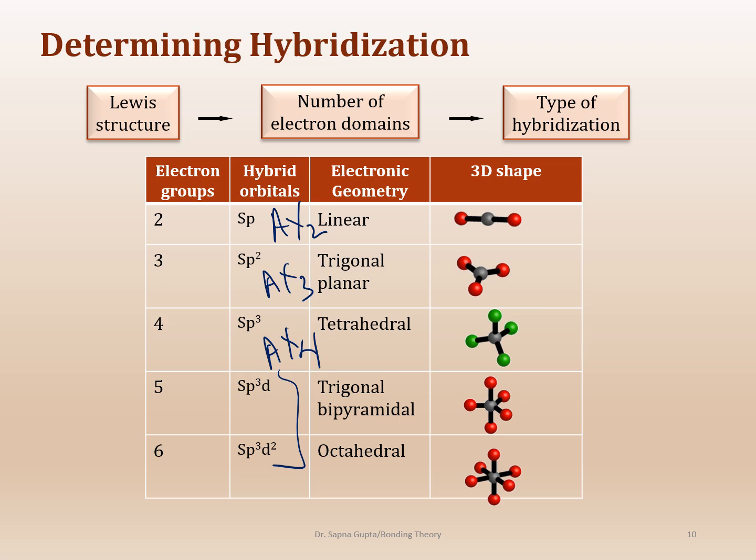So if you have an AX2 electronic geometry, meaning 2 electron groups, you have sp hybridization. If you have 3 electron groups, it's sp2. If you have 4 electron groups, it's sp3. Linear, trigonal planar, tetrahedral. Keep it simple.